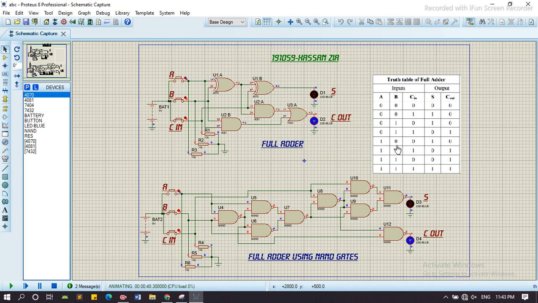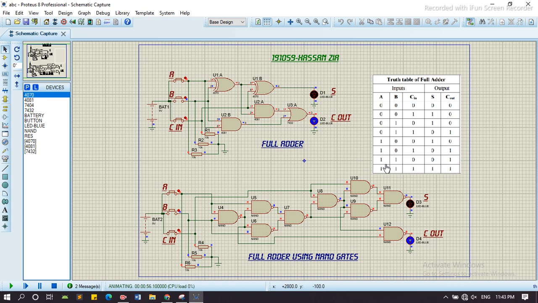When A is equal to 1 and both others are 0 0, the sum is equal to 1 and carry out is equal to 0. Similarly in this circuit. Now next, A and carry in are equal to 1 1. The sum is equal to 0 and carry out is equal to 1.